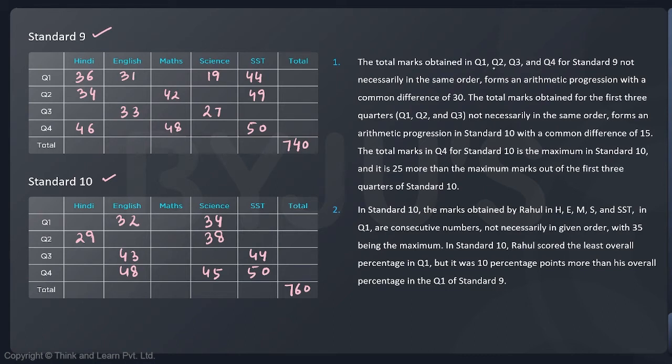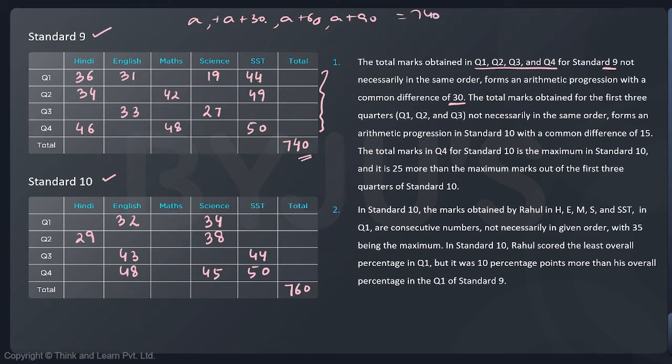The total marks obtained in quarter 1, 2, 3, 4 for standard 9, not necessarily in the same order, forms an arithmetic progression with a common difference of 30. Quarter 1, 2, 3, 4 of standard 9. So these 4 scores, they are in arithmetic progression with a common difference of 30, and the sum of the scores is already given to us as 740. So let us say the scores are A, A plus 30, A plus 60, A plus 90. Their sum I already know is equal to 740.